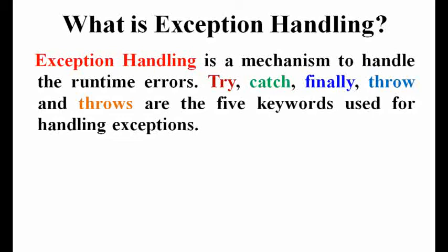Now let us know what is exception handling. Exception handling is a mechanism to handle the runtime errors. Try, catch, finally, throw, and throws are the keywords used for handling exceptions. So let us see how try, catch, and finally block is executed in Java.